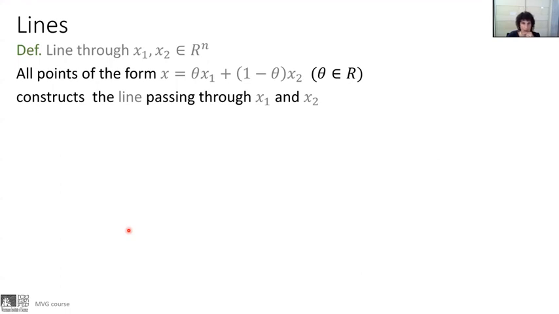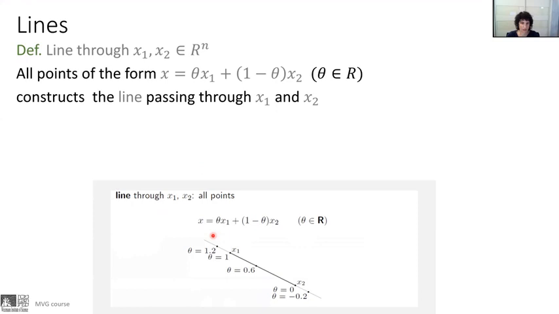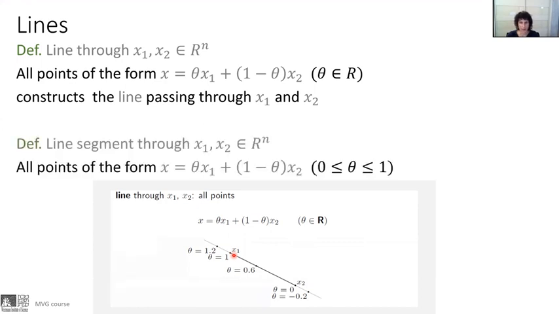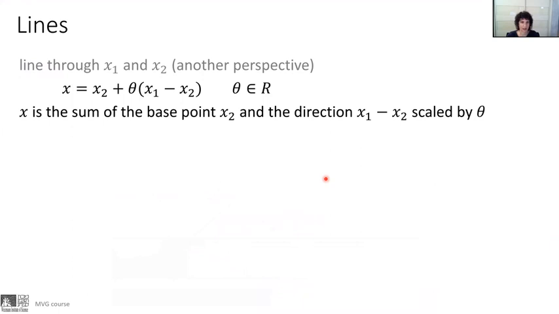Now we are going to describe what lines, line segments and affine sets are. A line through two points in R^n is all the points which can be written as theta x1 plus (1 minus theta) x2. Theta can be any number, not just between 0 and 1. This is the line passing through x1 and x2, just a way to write a line between two general points in R^n. And when we speak about a line segment between x1 and x2, we mean all the points between x1 and x2, such that theta is restricted to [0, 1].